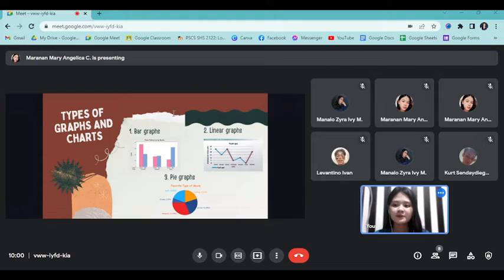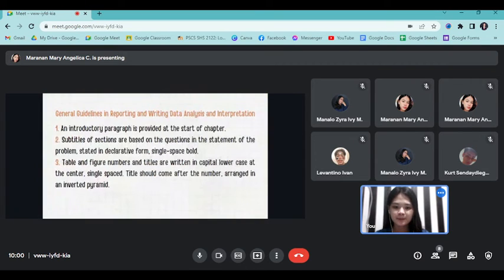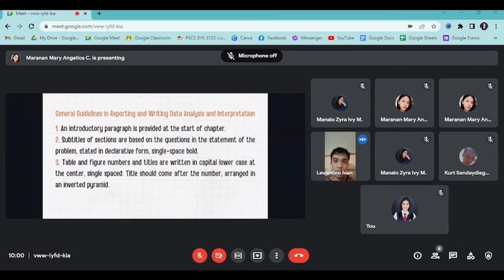So, types of graphs and charts. So, we have bar graph, linear graph, pie graph. Next slide. Pictograms, statistical maps, and ratio charts. Next slide and next reporter.